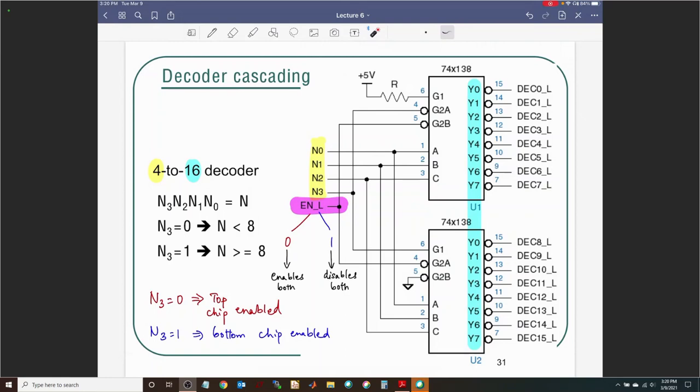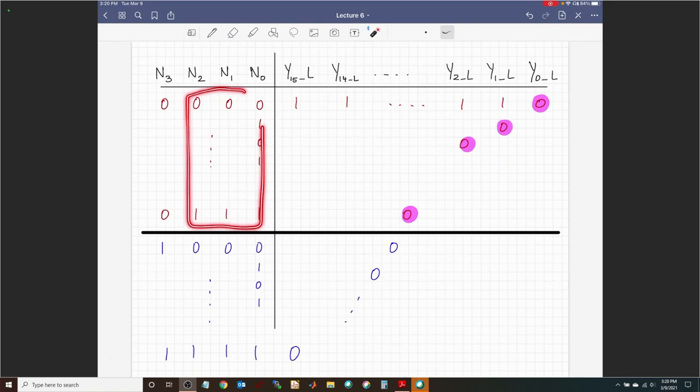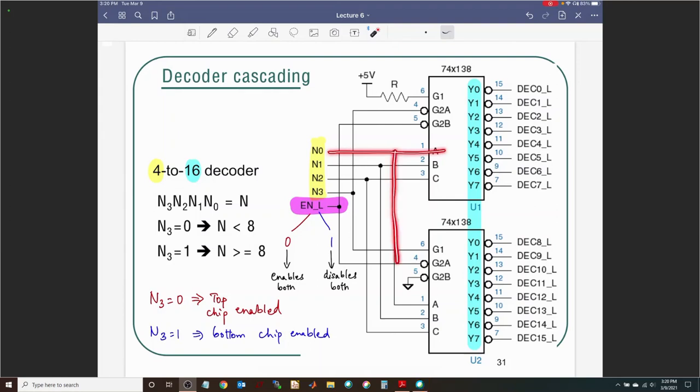Now, how about N2, N1, and N0, the least significant 3 bits for the 4 input? Well, that is going to be the same, right? So if you look at these 3 columns here, they are just going to repeat, right? It's the same. 0, 0, 0 all the way to 1, 1, 1, 0, 0, 0 all the way to 1, 1, 1. So they are going to remain the same for both the U1 and U2 chips. And exactly what we have here, N0, A, A, N1, B, B, N2, C, C. So using enables, multiple enables, to cascade decoders to build bigger size decoders. You guys see that? Questions about this?